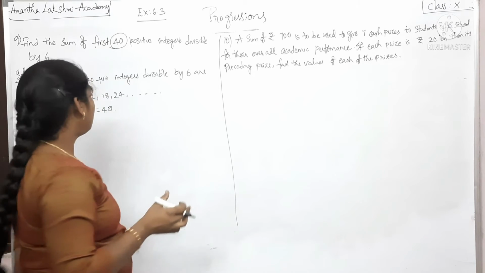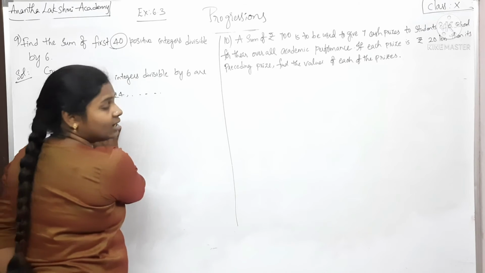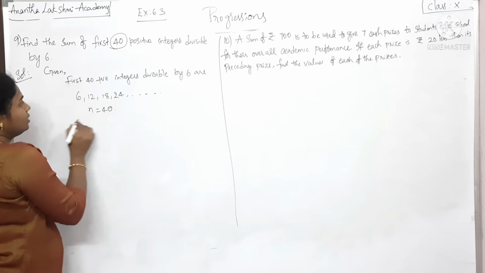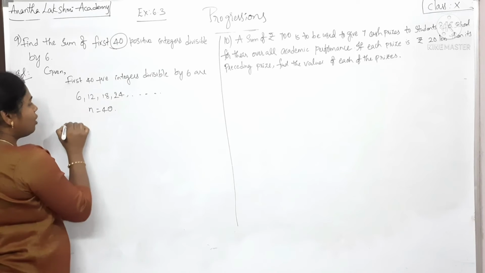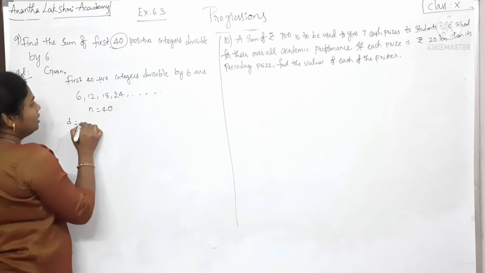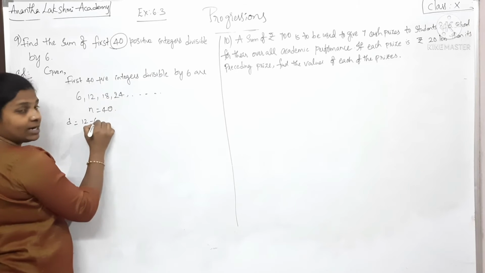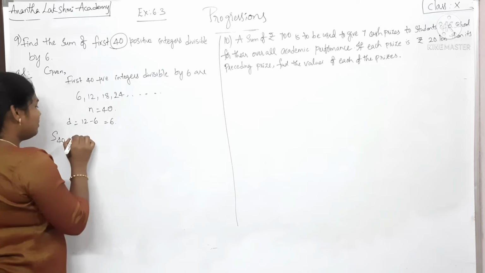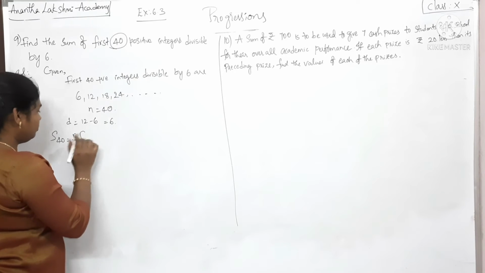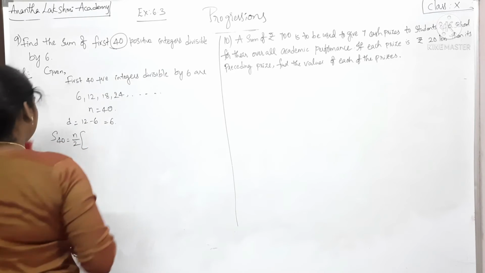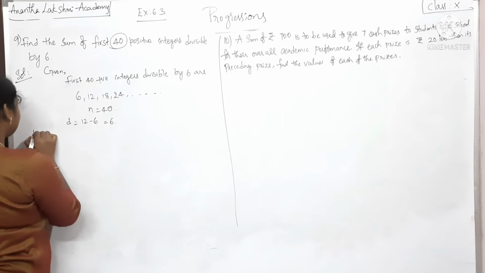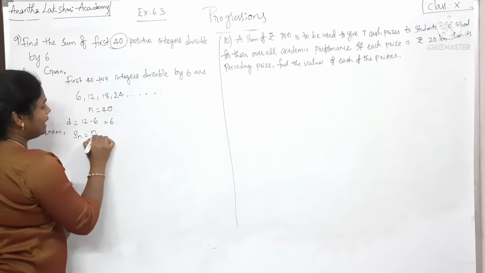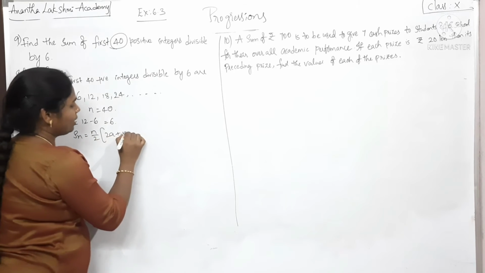In order to find this, we need to know the common difference. If you observe, the common difference d is nothing but 12 minus 6, a2 minus a1, which is 6. So the sum of the 40 numbers can be figured out using the formula. Let me write down the formula first. We know the sum of n terms is n by 2 into 2a plus (n minus 1) into d.